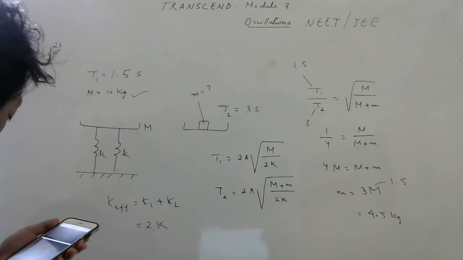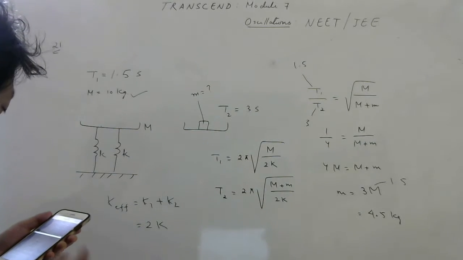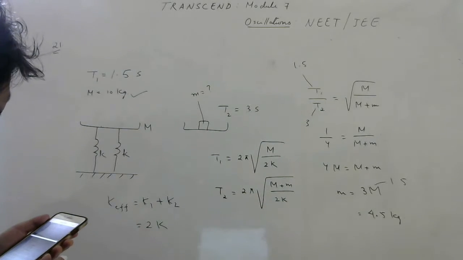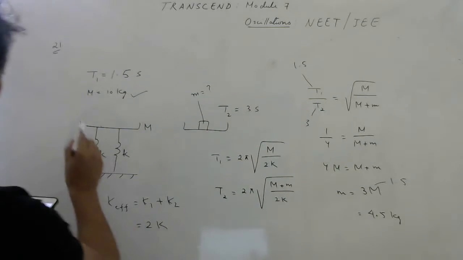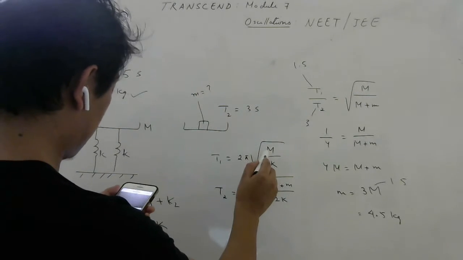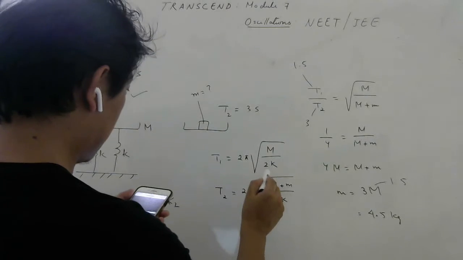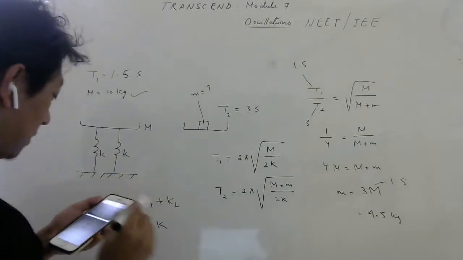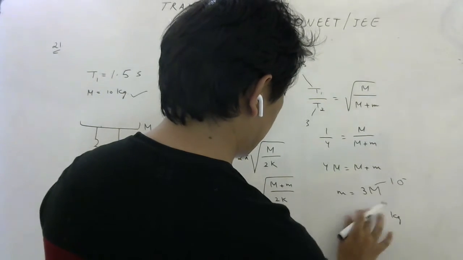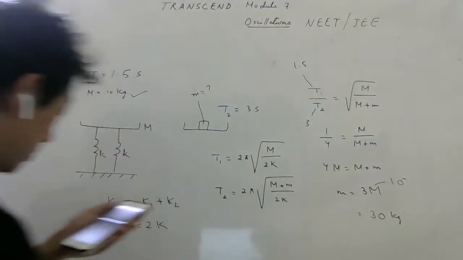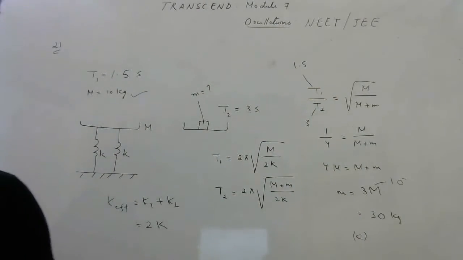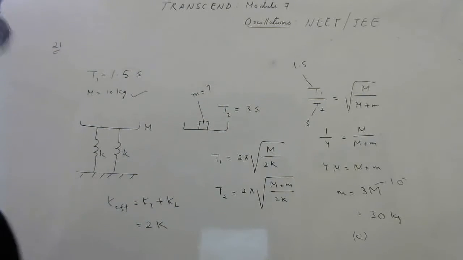So the correct option would be, 4.5 is not mentioned here. So let us check once. When the tray is oscillating, the time period is 2 pi root over mass of the tray divided by 2K, and the mass of the tray is given as 10. So this is 10. So 10 times 3 will be 30 kg. So option C. So this is an example where if you don't look at the values which are given properly, you will be wasting time, as I did now.